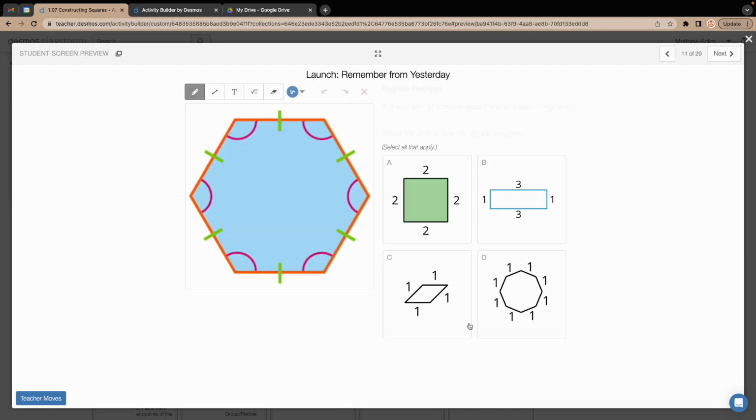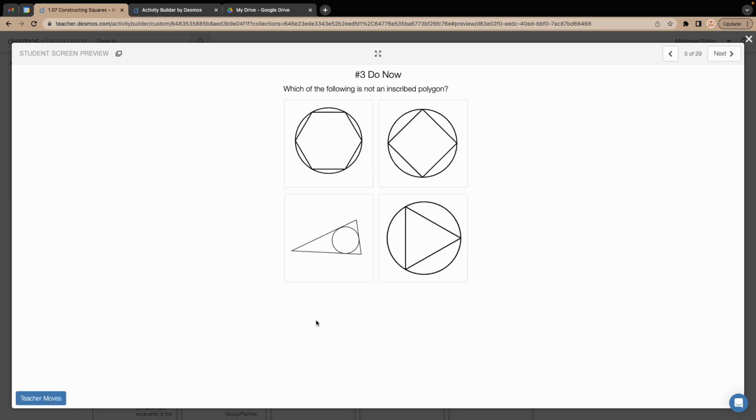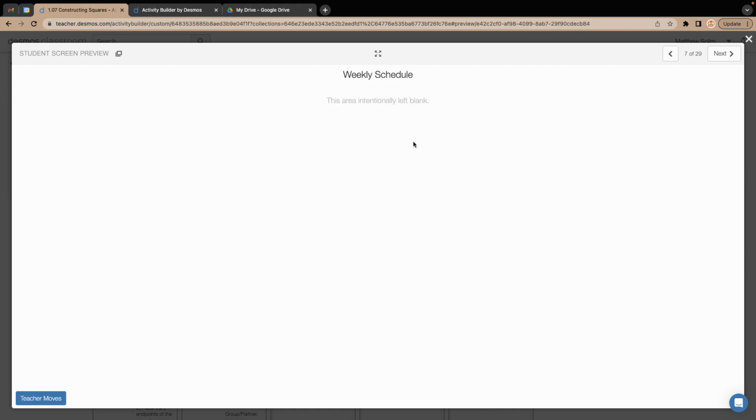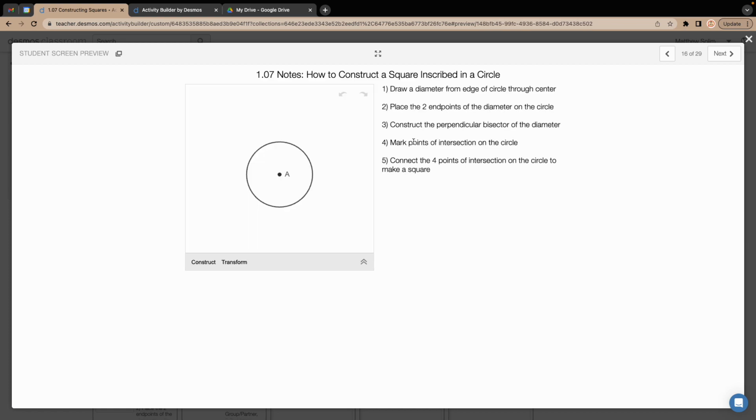So remember, inscribed means in a circle, just looking back, right? This one's not inscribed. These are all inscribed. So we're going to do this today. We're going to put a square in a circle. All right, so let's go to the notes and see how we would do it.